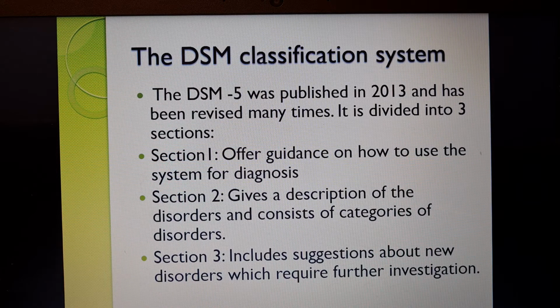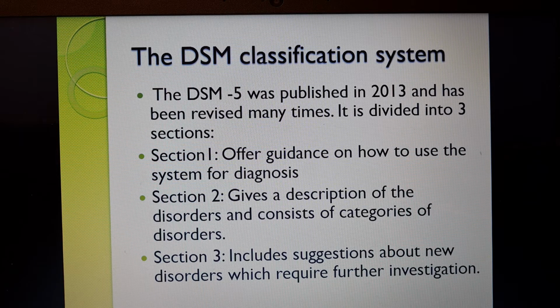So that was the ICD. Another system is the DSM, the Diagnostic Statistical Manual, which was published in 2013, version 5. And again, it's been revised so many times. And it's divided into 3 main sections. So the first section looks at guidance and really shows you how to use the diagnostic system. The second section really gives a description of the disorders with some categories.